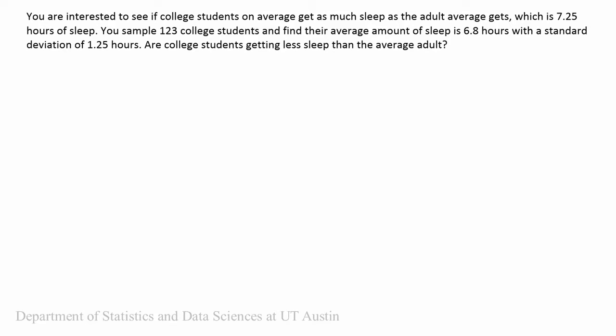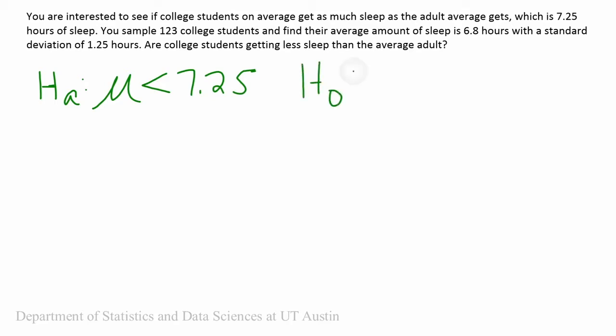So we ask, are college students getting less sleep on average than the average adult? In order to start this, we must start by writing our null and alternate hypothesis. Our alternate hypothesis is the one that matches our research question. In this case, the alternate hypothesis is that our college average is getting less than 7.25 hours of sleep. So we want to know, is the population average for college students less than 7.25 hours? Our null hypothesis is that they are getting the same amount of sleep. So mu equals 7.25 hours.